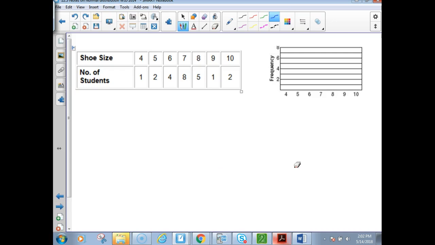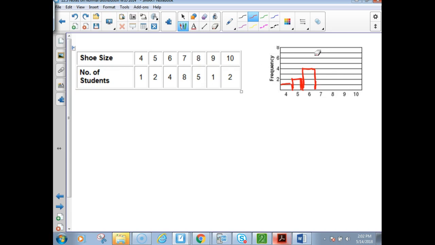Another example is shoe size. We plot the different number of people with a certain shoe size. There's only one with a size 4, some little peanut. 5, there are 2 people. See all these little feet. 4 people with size 6.